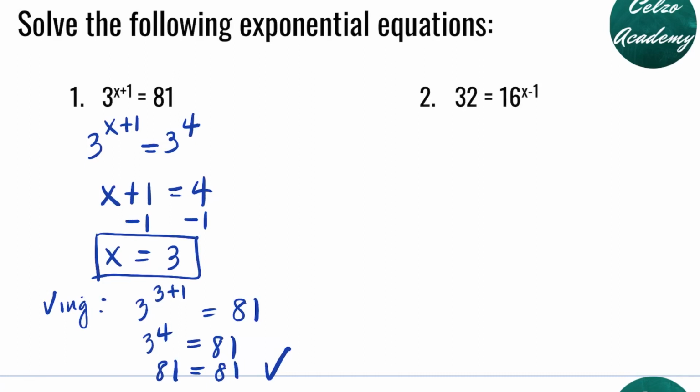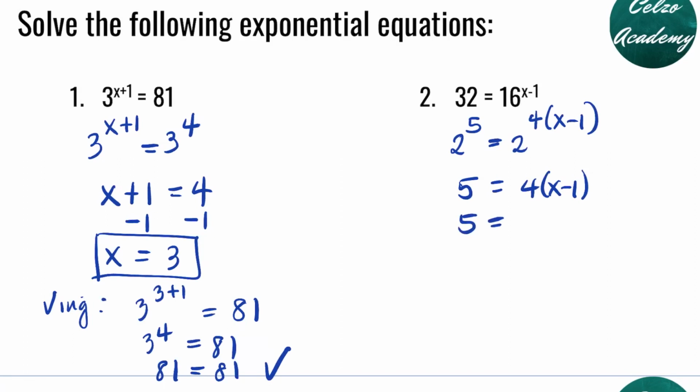Question 2. 32 is equal to 16 to the power of x minus 1. Since our first step is to make the base the same for both left and right, what do you think is the base we can use here? It is base 2 because 32 is the same thing as 2 to the 5th power. 16 is 2 to the 4th power, and then we need to have the x minus 1. Since the bases are the same, the exponents 5 and 4 times x minus 1 should be equal to keep this a true equation.